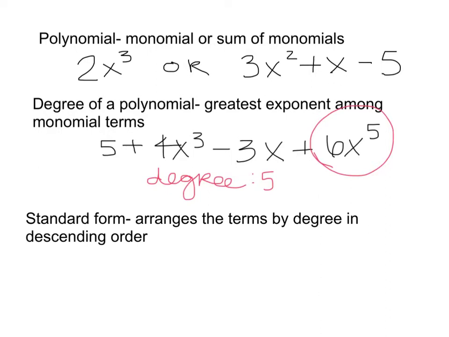Standard form of a polynomial function is going to arrange each term by degree in descending order, so from highest degree to lowest degree. An example of this would be like 3x to the 4th minus 2x to the 3rd plus x minus 7. It goes from an exponent of 4 all the way to no exponent at all, so it's in descending order.